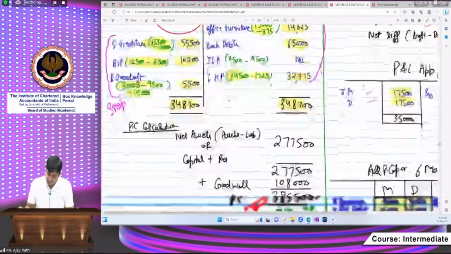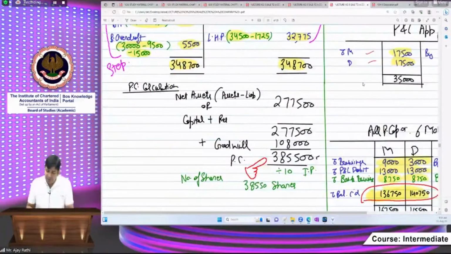Now see, can you please tell me what is the goodwill the question has told us? The question has told us that 277,500 is your net assets, and you are receiving an extra 1,08,000. It means this is the figure for which you are selling your business. That is the purchase consideration.